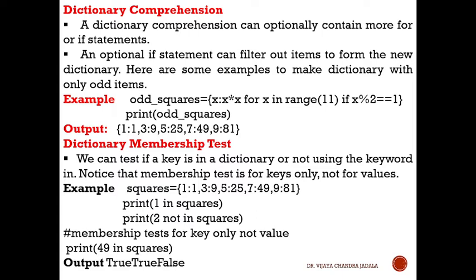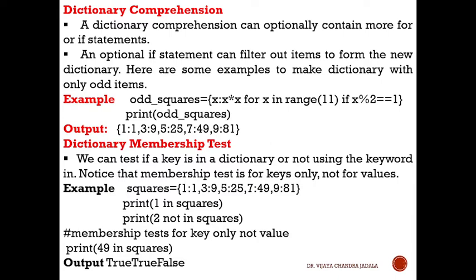So the range is up to 11. So 0, remainder is not 1. So 1, remainder is 1. So 1 square equal to 1. 2, remainder is 0, so it's not matching. Then comes to 3. 3, remainder is 1. So 3: 3 square is 9. Then 4, remainder is 0. It's not matching x modulus 2 equal to 1. So then 5 modulus 2 equal to 1. So 5: 25. In the same way 7 and 9. So all the odd numbers within the range up to 11, 0 to 10, the values are printed.